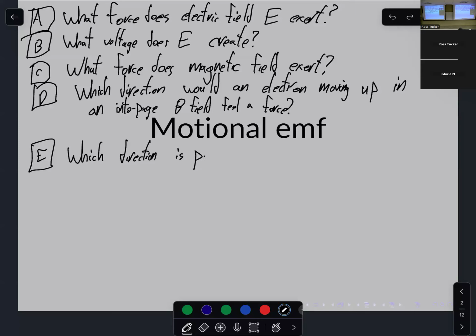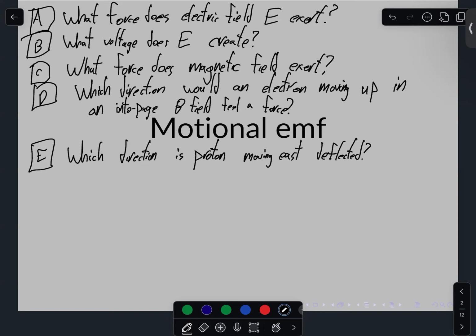A proton is moving eastward. Which direction does that feel a force? You have 4 minutes to answer these. Do these individually, put them in the Google form, and then please turn to your neighbor and argue about them, okay? Check each other.